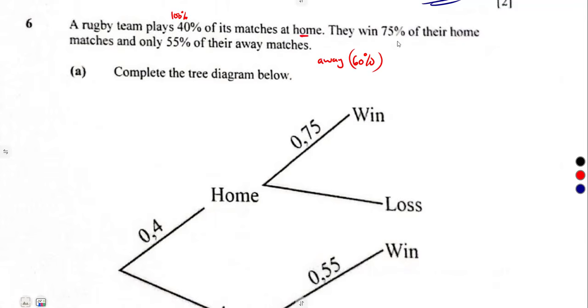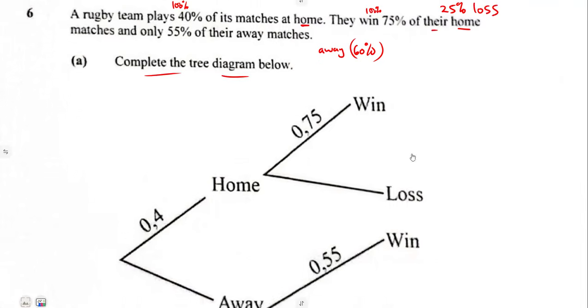They win 75% of their home matches. From the home matches, they win what? 75%. Meaning to say, to lose, it will be the remaining from 100%. 100 minus 75 will be what? 25% to lose, whilst they are at home.